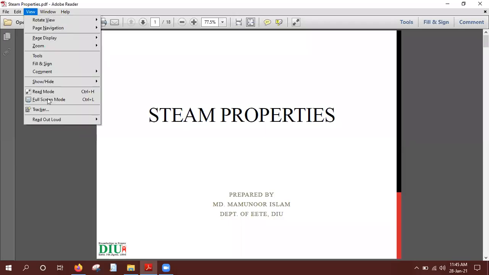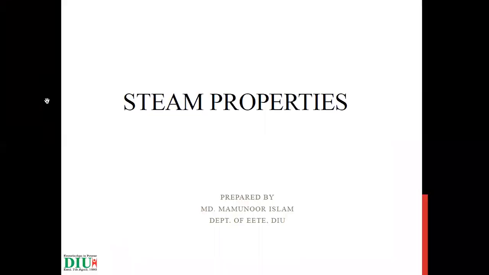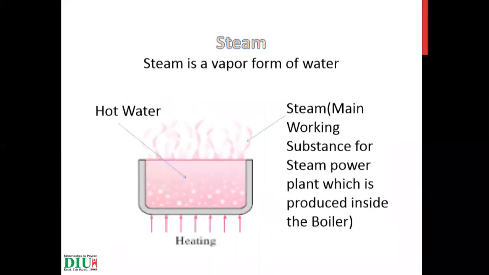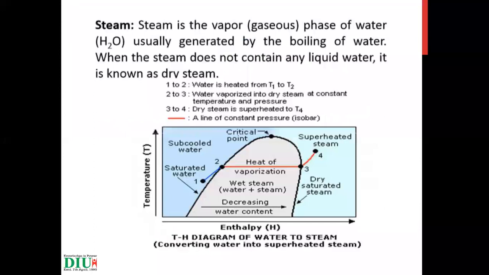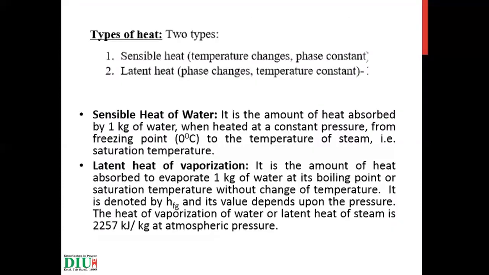So my students, the last class was based on steam properties, and today we will see some of the mathematics. The first thing that comes up is, what is steam? We all know that steam is the gaseous or vapor form of water. We basically use a boiler to make steam. This diagram, the T-H diagram, we have already discussed in the last class.